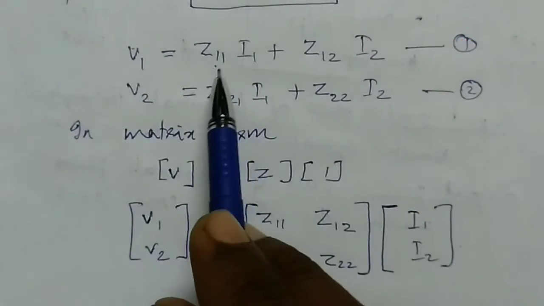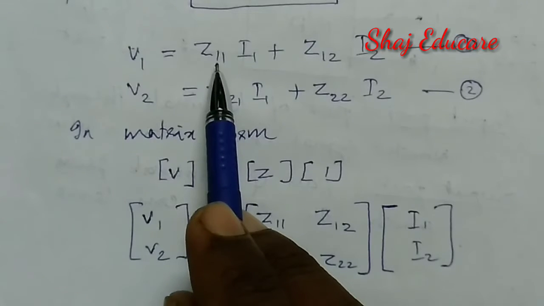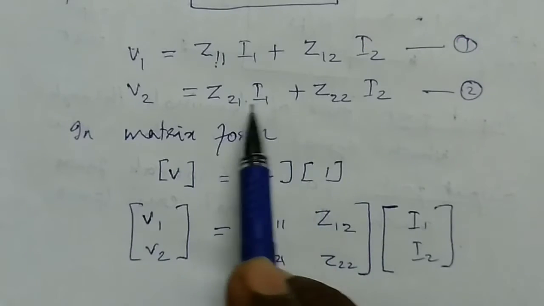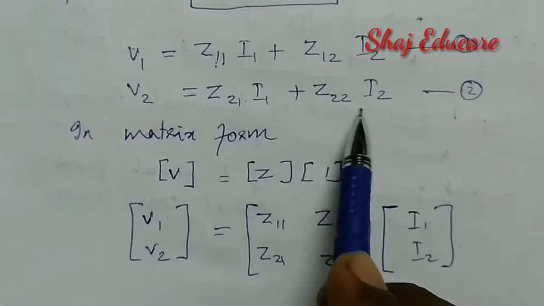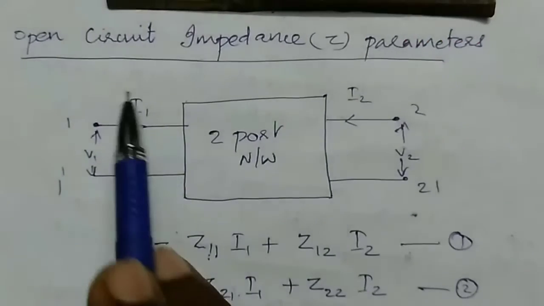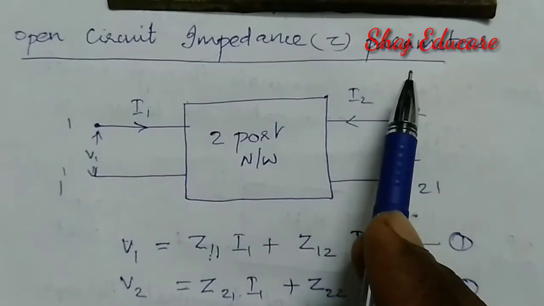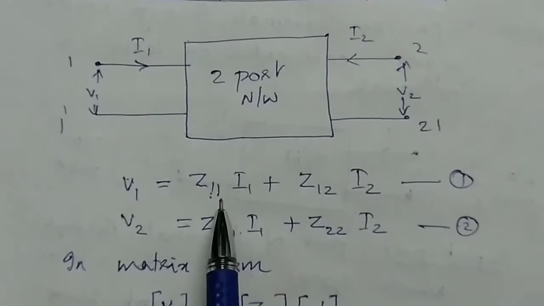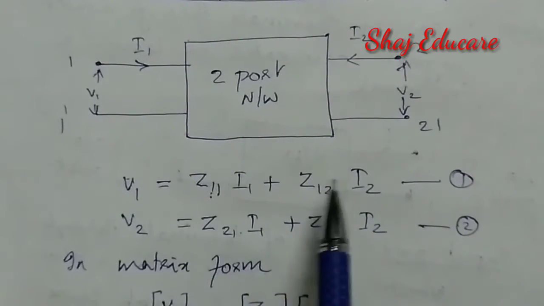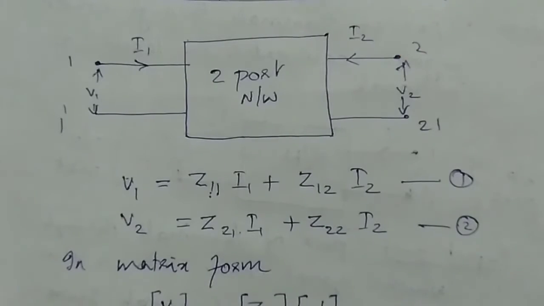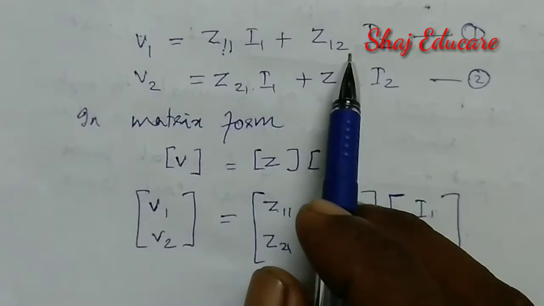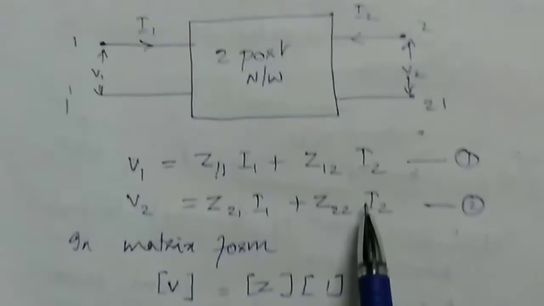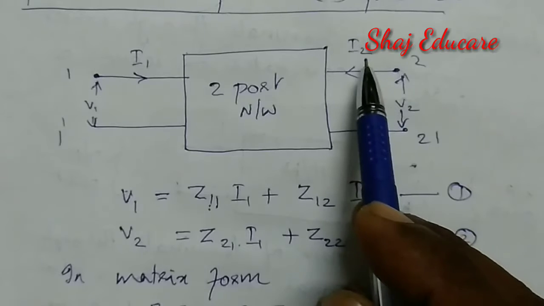Now let us find the expressions for these impedance parameters: Z11, Z12, Z22, and Z21. These 4 parameters are known as the open circuit impedance parameters. Let us find the expression for all these parameters separately. First of all, let us make the output current equal to 0. In the circuit, this I2 should be 0.